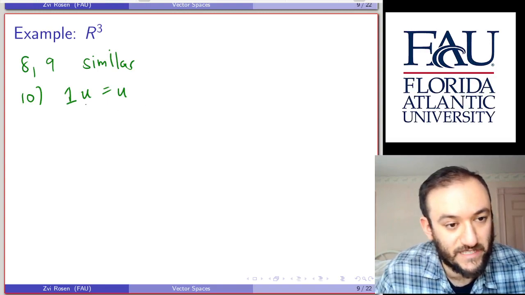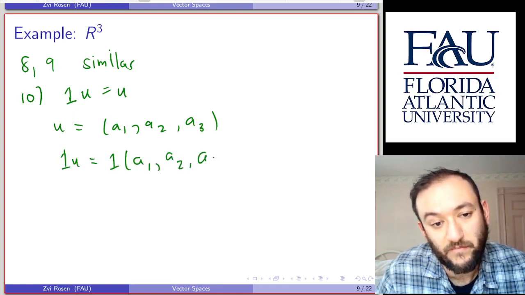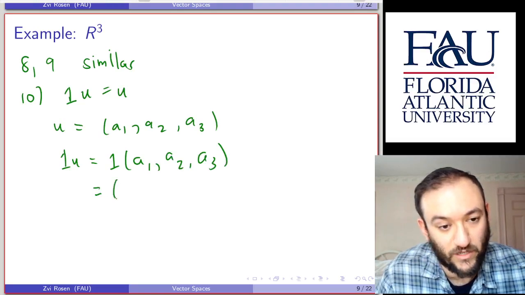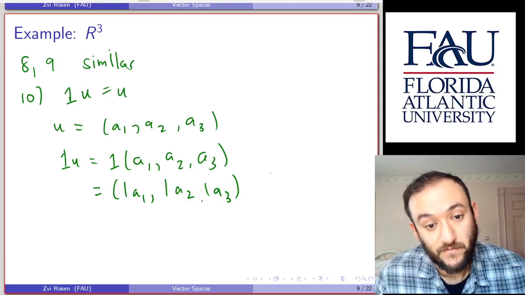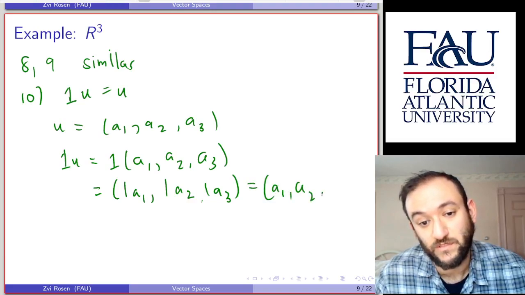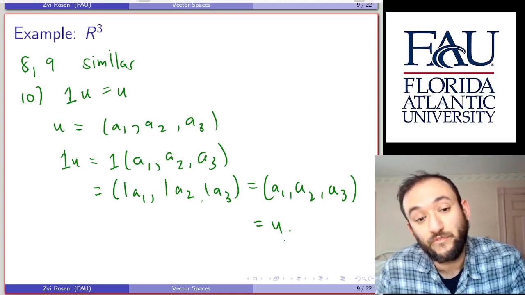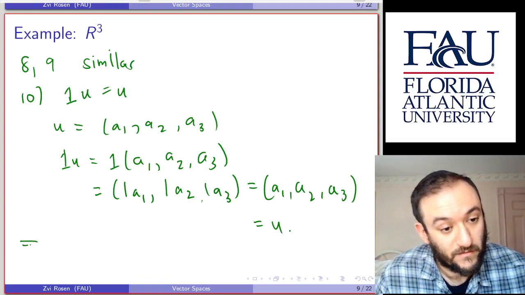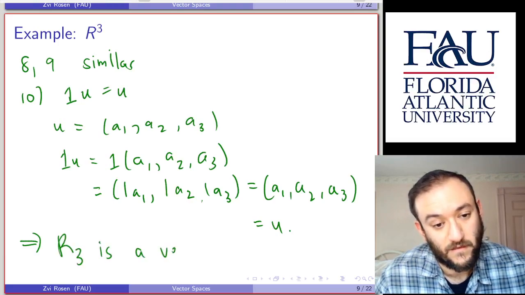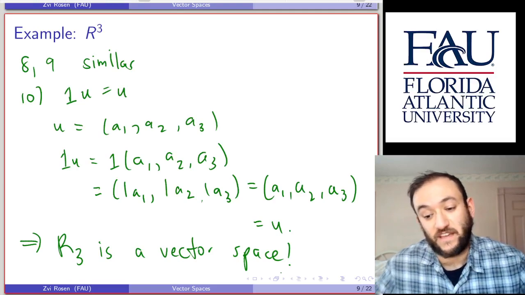And indeed, if we take any vector, so u equals a1, a2, a3, then 1 times u equals 1 times a1, a2, a3, which we can multiply in one coordinate at a time. We have 1a1, 1a2, 1a3. But because 1 is the identity in real multiplication, this is just a1, a2, a3, which is equal to u. Okay? So with the exception of 8 and 9, which I'm leaving to you as an exercise, we've proven that R3 is a vector space with the addition and scalar multiplication that we're using. Okay, we checked all the axioms, or almost all the axioms, and we verified that this is a vector space.